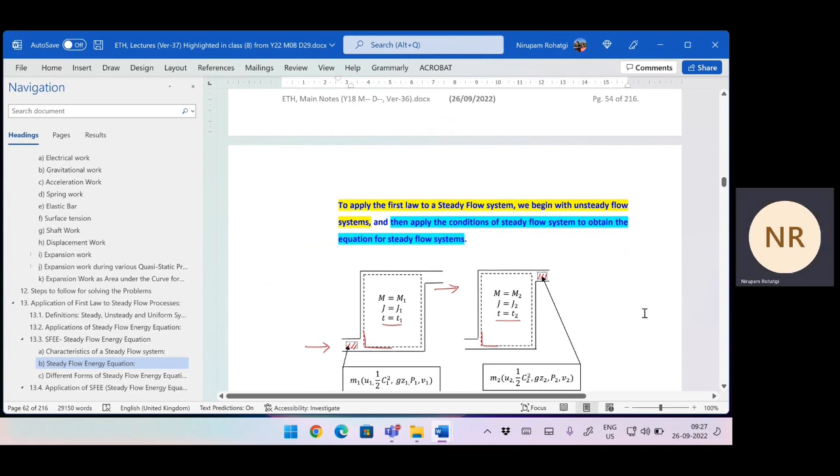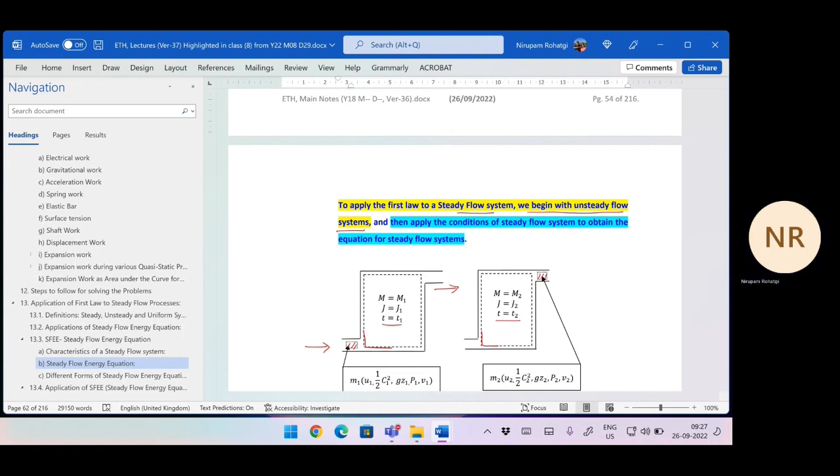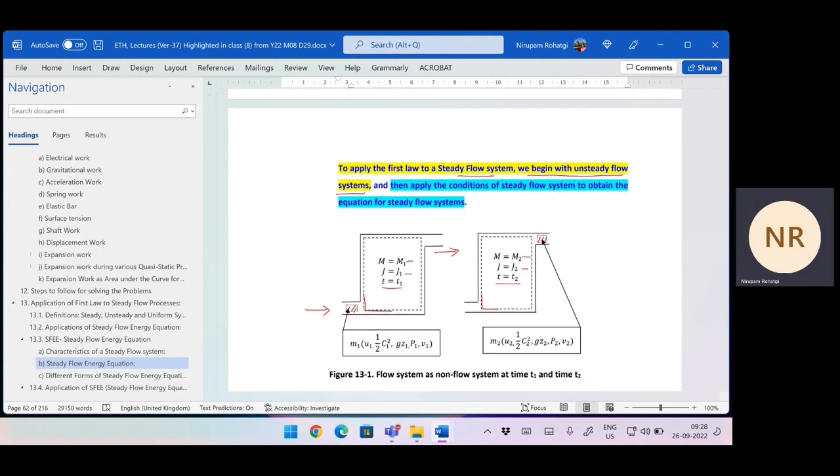What do we do to apply the first law to a steady flow system? We begin with actually unsteady flow. So the equation which I am going to derive first will be for unsteady flow. Unsteady flow means that the inside properties may not be the same, the inside mass is not the same, and the mass which is entering is not equal to the mass which is leaving.